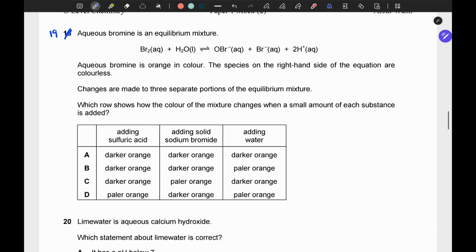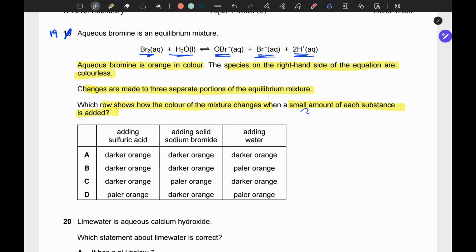Aqueous bromine is an equilibrium mixture. We have the reaction given to us: bromine reacting with water. We have OBr minus ion, Br minus, and H plus ions. Now the information given is aqueous bromine is orange in color. The species on the right hand side of the equation are colorless. The changes are made to 3 separate portions of the equilibrium mixture, which row shows how the color of the mixture changes when a small amount of each substance is added.